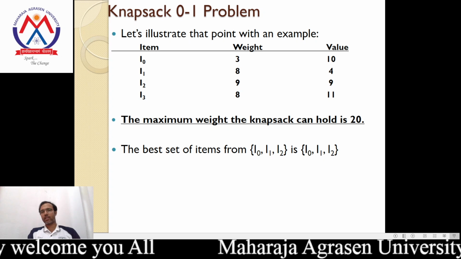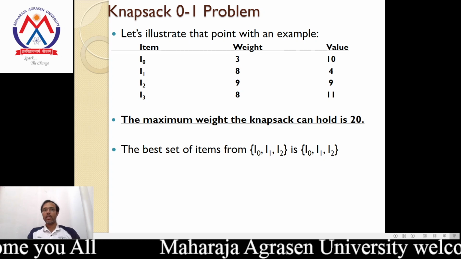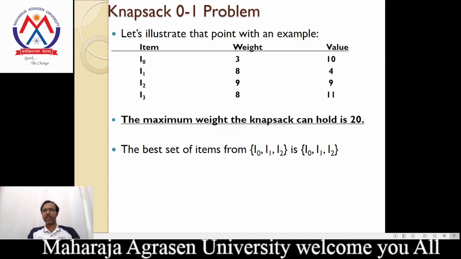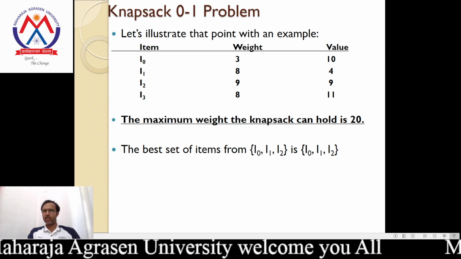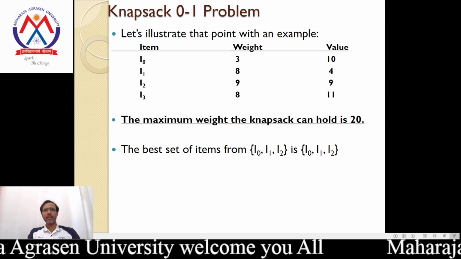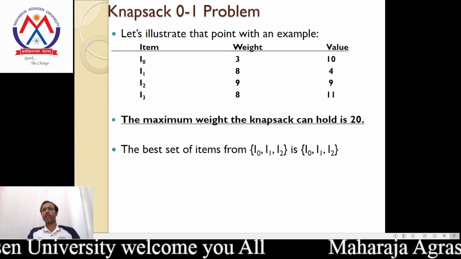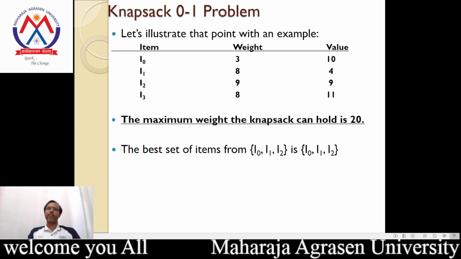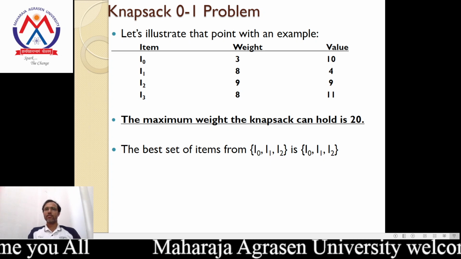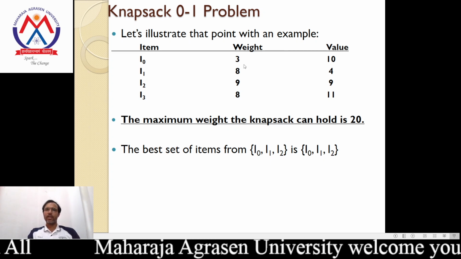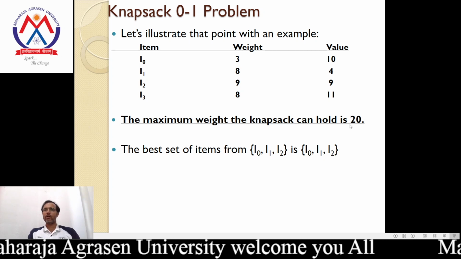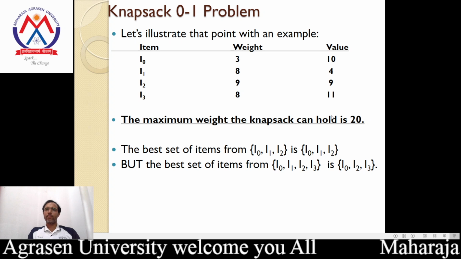The base set of items we have selected is I0 to I2, that is I0, I1, I2, because 3, 8, 8 plus 3 is 11, 11 plus 9 is 20, and the maximum weight the knapsack can hold is 20. That's why the base set of items we have selected, in this case 3, 8 and 9, can all be considered. According to that, the 20 case will be considered.